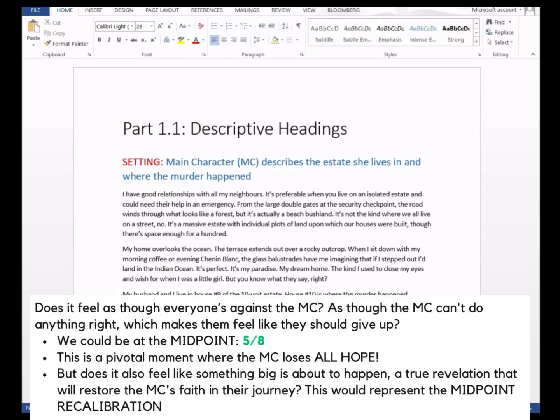Does it feel as though everyone's against the main character, as though the main character can't do anything right, which makes them feel like they should give up? This feels like we've arrived at the midpoint, or 5 out of 8. This is a pivotal moment where the main character loses all hope. But at the same time, plot point-wise, it feels as though something big is about to happen, a true revelation that will restore the main character's faith in their journey. This would be the midpoint recalibration.